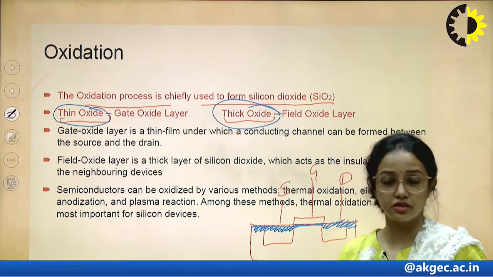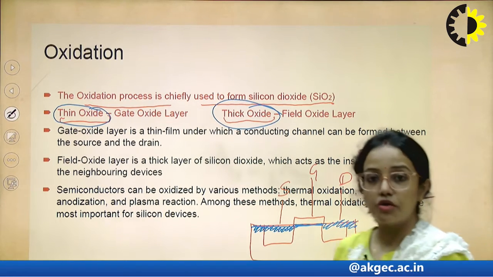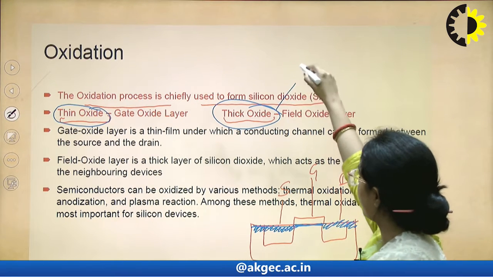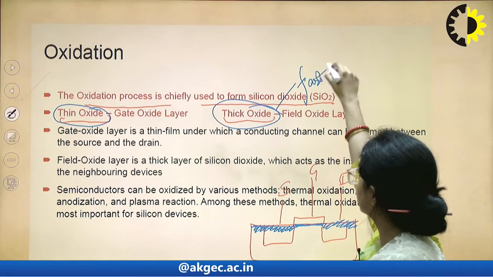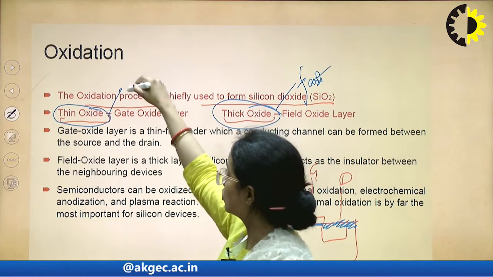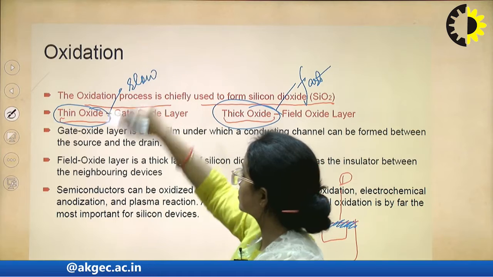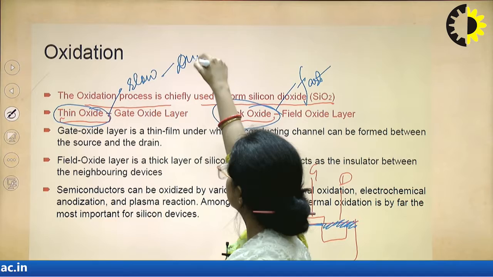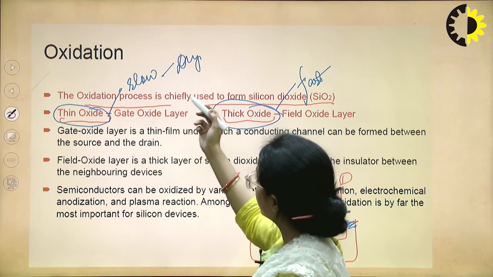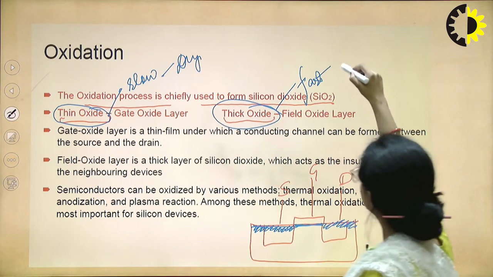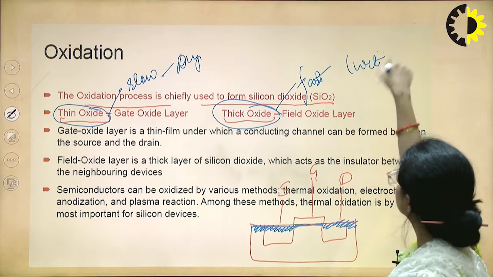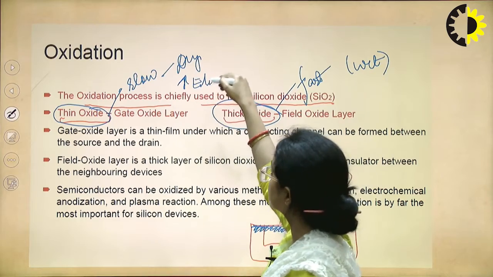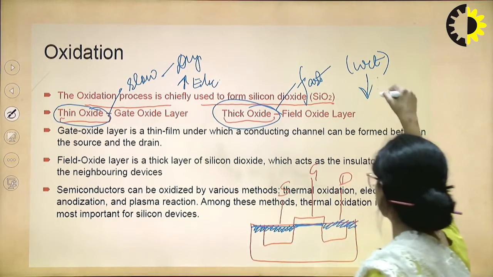So both are different. The time involved is different. The electrical properties are different. This one is fast, this one is slow. This one is dry oxidation, and this one is wet. Dry has better electrical properties, while wet has poor electrical properties.